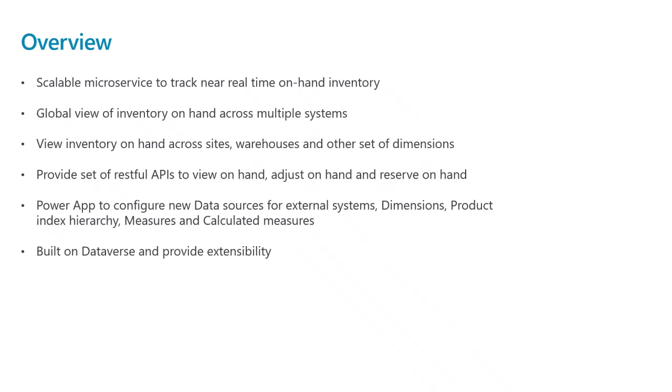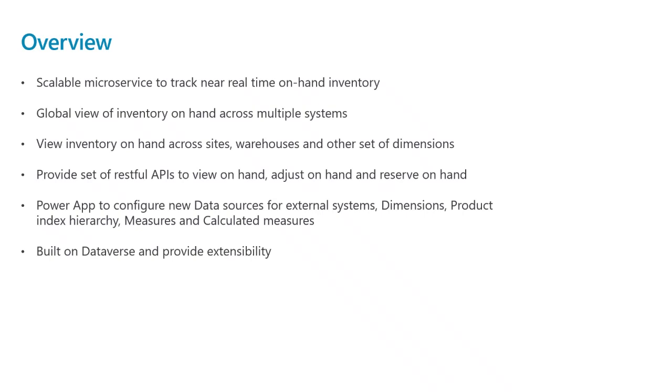With D365 SCM, you have built-in integration with inventory visibility, and when you want to integrate with external systems, it provides RESTful APIs, not just to view inventory on hand, but you can also add inventory on hand. You can update it, and you can also reserve inventory on hand through the APIs for the external systems.